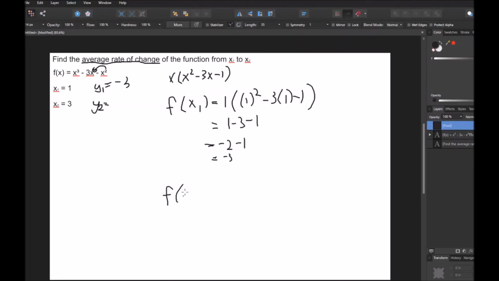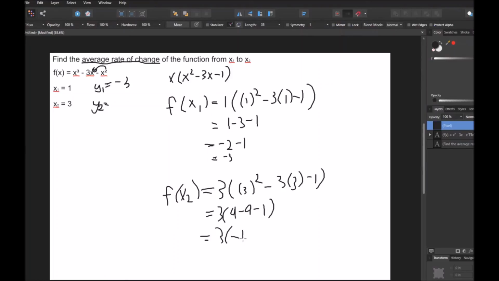Then our f of x2 is going to be 3 times the quantity 3 squared minus 3 times 3 minus 1. 3 squared is 9. 3 times 3 is 9. And then we're going to be left with that negative 1. 9 minus 9 is 0, so we're going to have 3 times negative 1, which is just negative 3. So both our y2 and our y1 is negative 3.